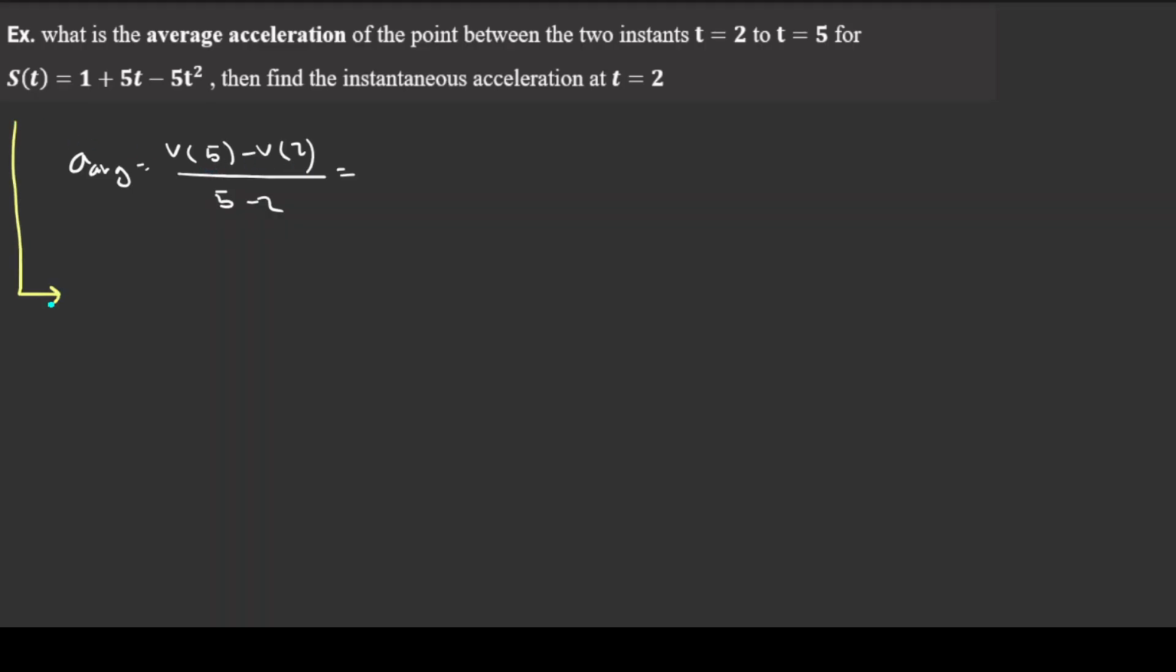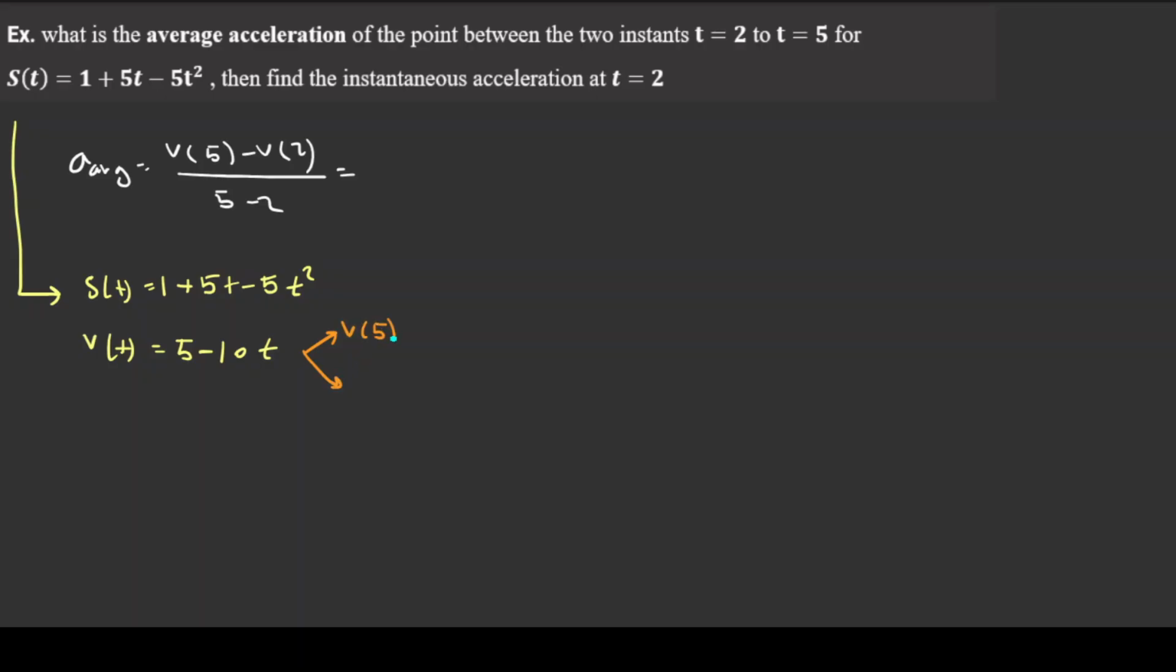First we're going to find velocity. S of t equals 1 plus 5t minus 5t squared, and v of t equals the derivative: the derivative of 1 is 0, and the derivative of 5t is 5, minus 10t. Now we're just going to find v of 5 and v of 2.